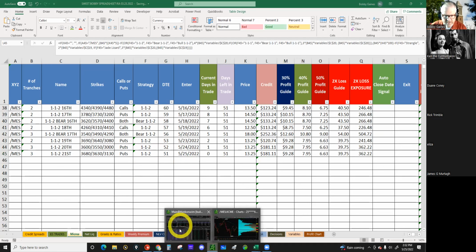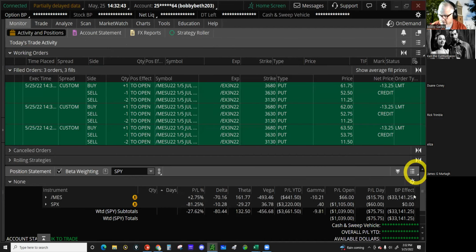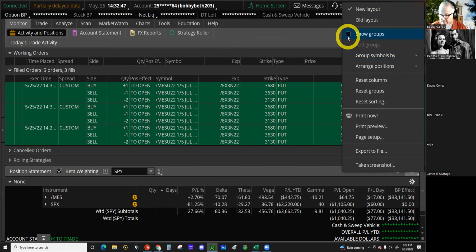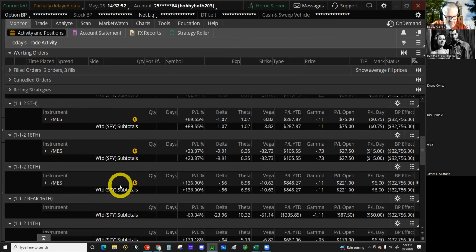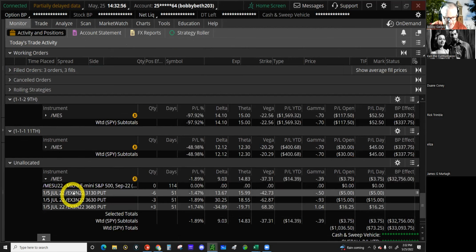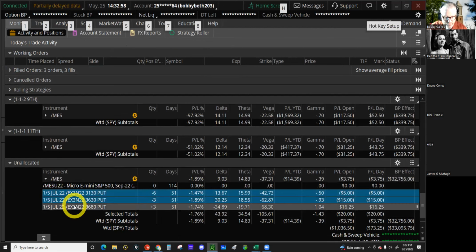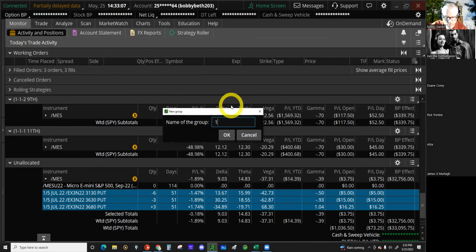Let's go put him in his little group. So we'll go show groups. We'll find him here, or unallocated. They tell us that groups are coming to Tastyworks, we shall see. Don't know how it works over there. So a little bit on the slow side. Add group. So we go 112 21st.